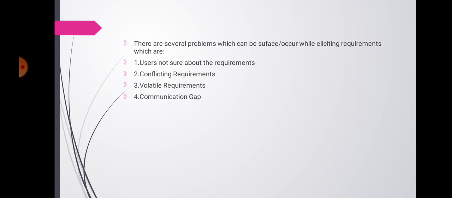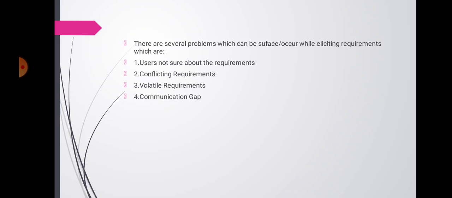There are several problems which can occur while eliciting requirements. First is users not sure about the requirements. These situations arise very often when the system to be developed is a completely new system and there is no corresponding manual system or any previous software system that can be analyzed to get the requirements.